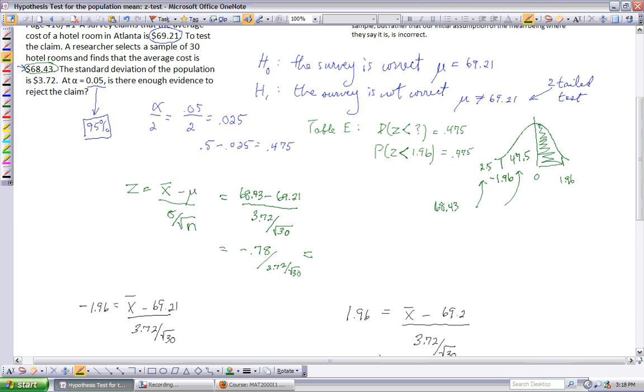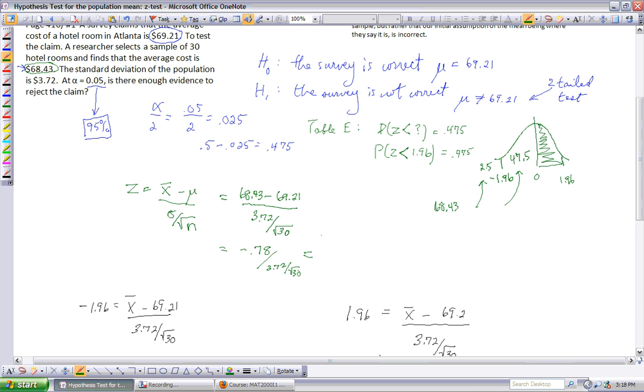So what does this come out to? On my calculator, negative 0.78 divided by parenthesis 3.72. You have to use a parenthesis or else it will divide and then divide again instead of dividing by the quantity 3.72 divided by the square root of 30. So you've got to do the numerator, subtract that out, hit enter, and then divide that answer by, in parentheses, 3.72 divided by the square root of 30. Close that parenthesis, and enter.